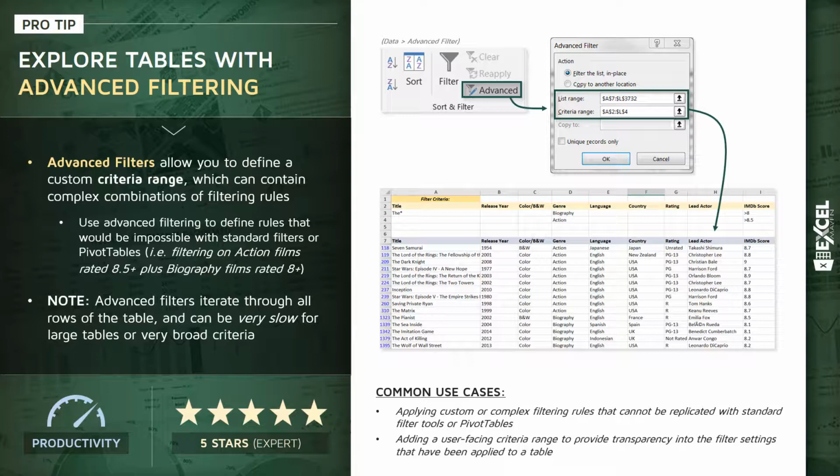So common use cases here, again, applying those complex rules that can't be replicated with your standard filter tools or pivots, or adding a user-facing criteria range, which helps to provide some transparency into how a table or range is being filtered and what settings have been applied. So again, this one takes a little bit of time to get used to, a little bit of experimentation to get it to work. But let's jump into our pro tip workbook and actually work through a couple samples.